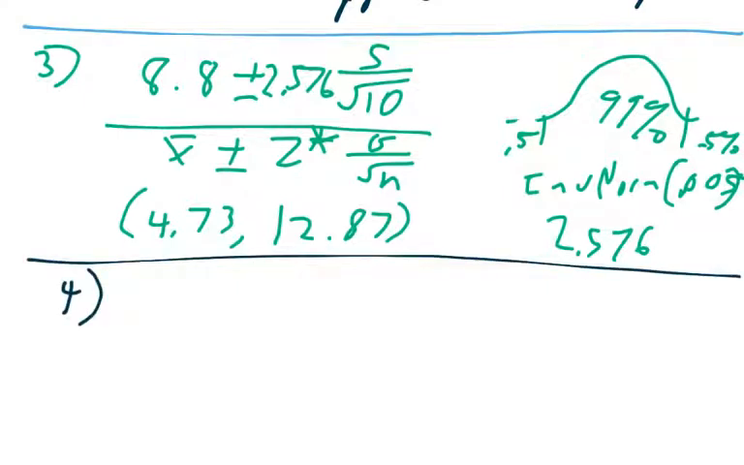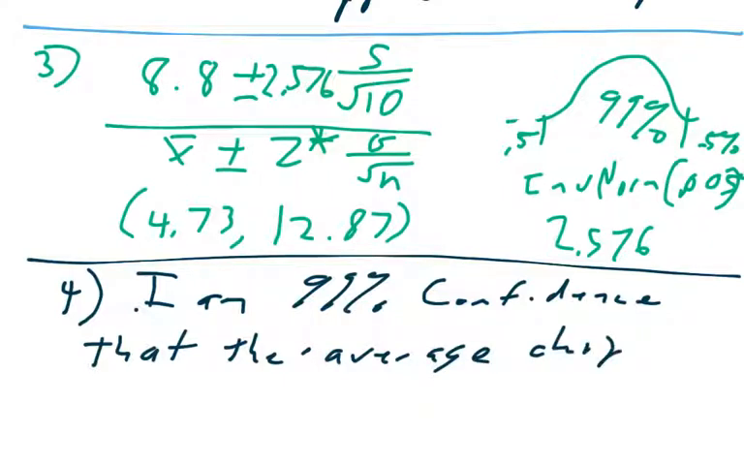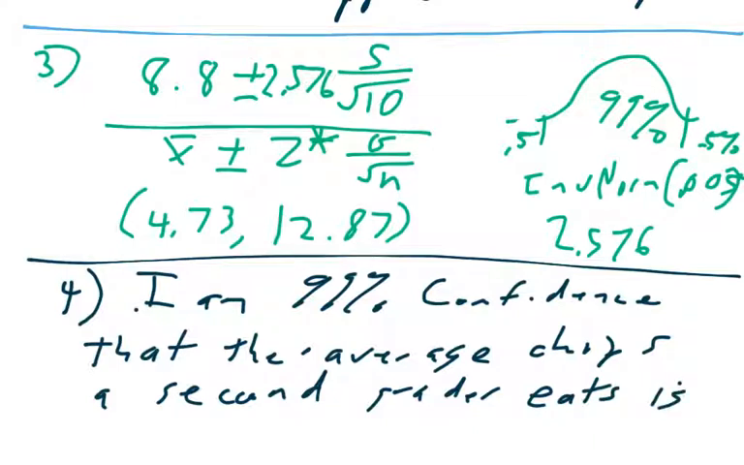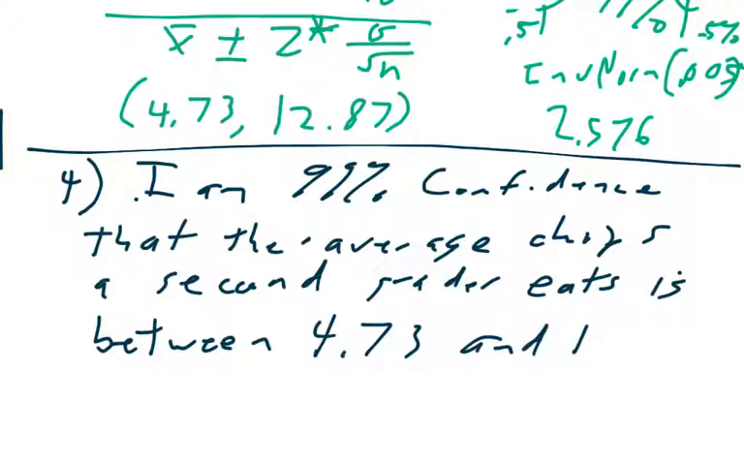And once I have my interval, step number 4 is to interpret the results. I am 99% confident that the average chips a second grader eats is between 4.73 and 12.87 chips. And so that's my example for a Z confidence interval.